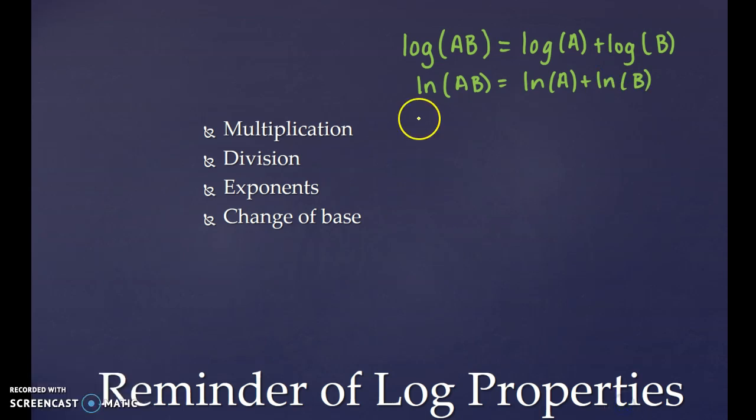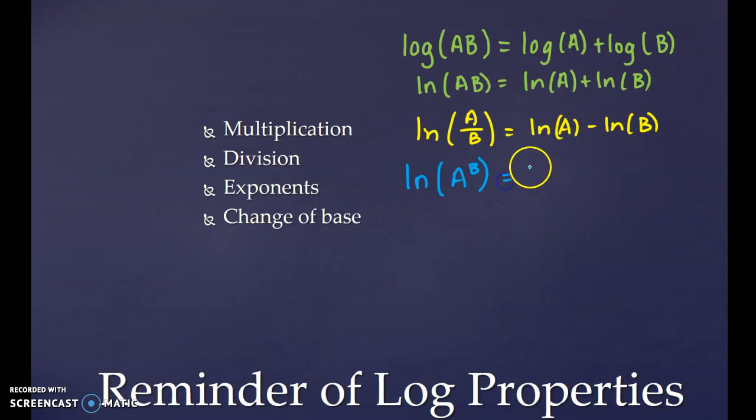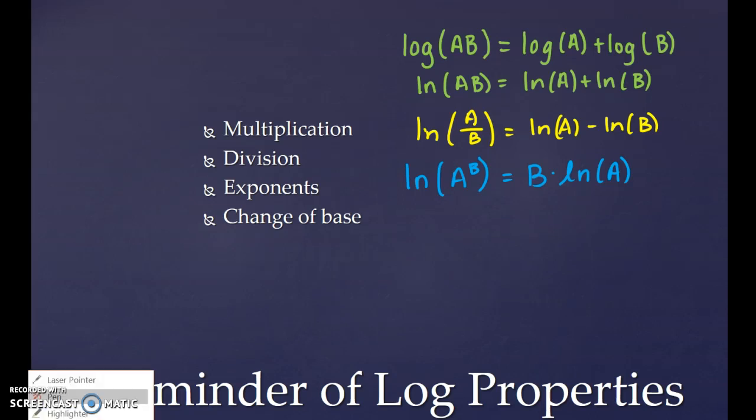We also have a division property, so if you have the natural log of a over b, then that's the natural log of a minus the natural log of b. And then really the most useful thing about logs is this exponent property. So if I have natural log of a to the b, then I can pull the b down in front and just have b times natural log of a. That's really powerful for solving exponential equations. That's basically the whole reason we have logs. And then the change of base formula is also handy in some of these proofs.